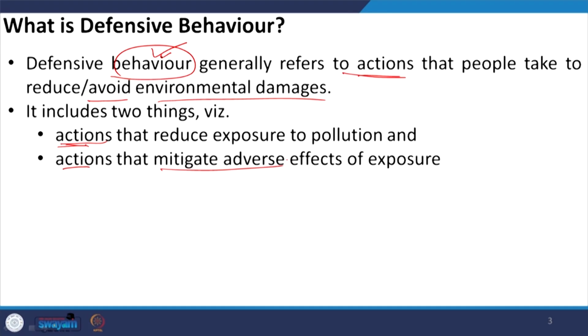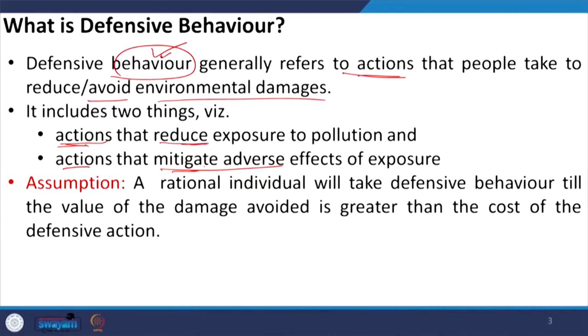And the second one is actions that can mitigate the adverse effects. The first one is reducing the exposure, and the second one is mitigating the adverse effects of exposure. In this case, you can do some exercise, or invest time and money by consulting a doctor, right? Your actions in terms of medication or consulting a doctor reflect your intensity, your wish to be healthy and not to suffer from asthma. So that you can also do.